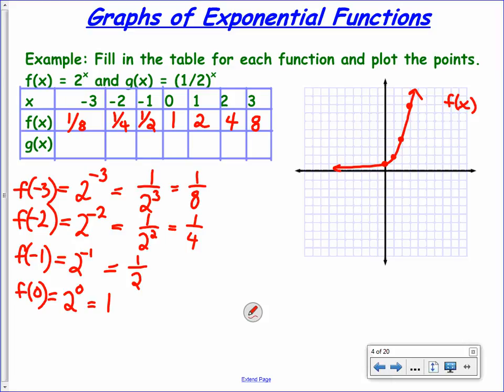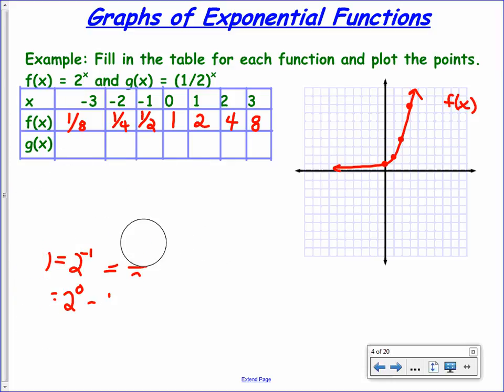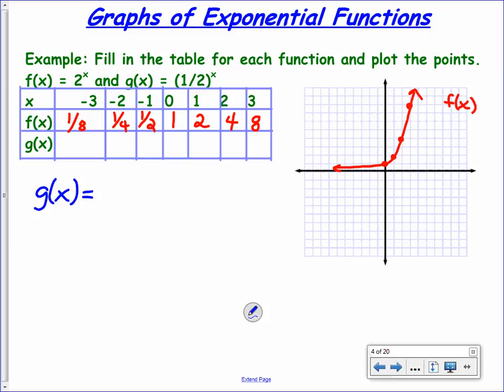Okay, let's do the same thing for g of x. So I'm going to make some room here. So we're going to plug in for g of x now. Okay, so we'll start by finding g of -3. So that'll be 1/2 to the -3 power. Well, to change that negative exponent to a positive, we just need to flip the base. It's already a fraction. So this will become 2 to the 3rd power, which is 8.